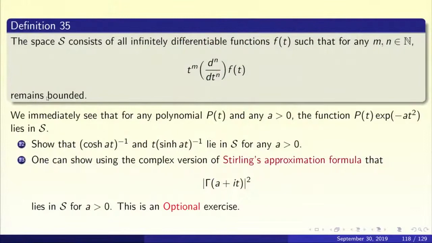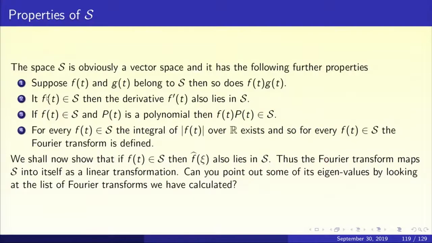The space S consists of all infinitely differentiable functions f of t such that no matter how many times you differentiate it, and by whatever positive power you multiply it with, it should be bounded. We have already seen that if you take the hyperbolic cosh inverse, that's an element in the Schwartz space. Classic examples are e to the power minus x squared, and polynomial times e to the power minus x squared. These are classic examples of elements in the Schwartz space.